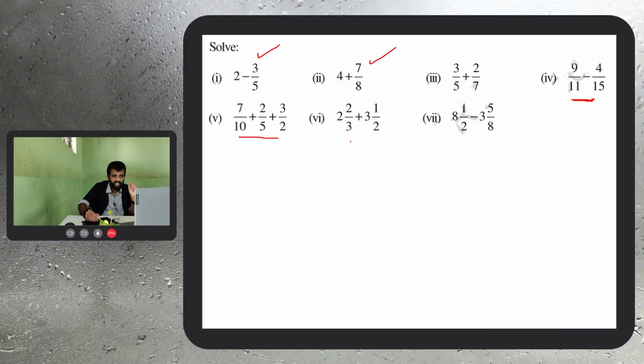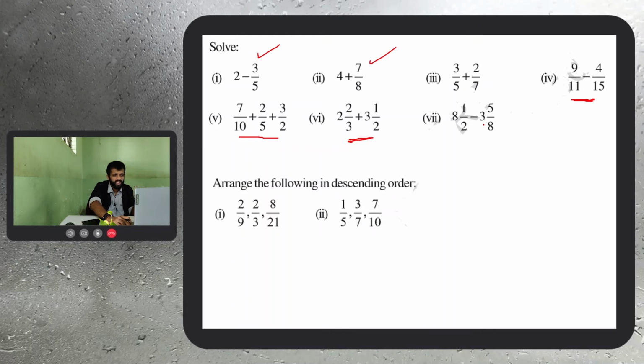Here, these are mixed fractions which you have to convert into proper improper fractions, and then check whether the denominators are same. If they're not same, make them same and then add them. Similarly, over here, 8 1 upon 2 minus 3 5 upon 8. Mixed fractions cannot be directly solved. You have to convert them into proper or improper fractions and then solve them. I hope you are very clear with all whatever is taught till now. Please practice these problems, because without practice you will not be able to solve them.